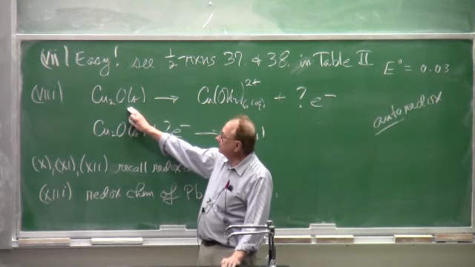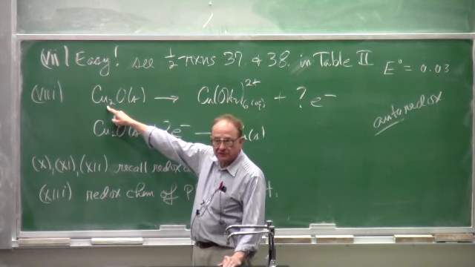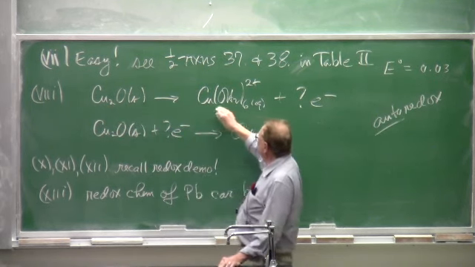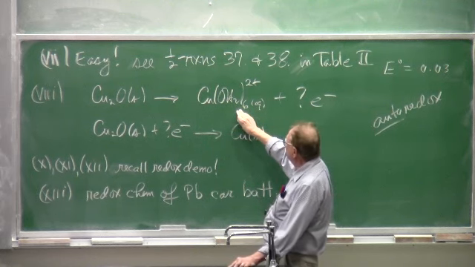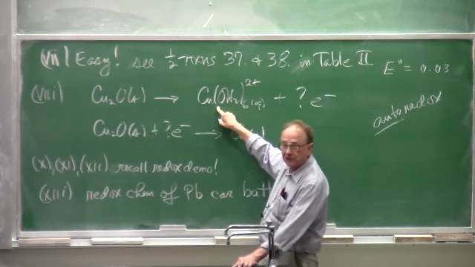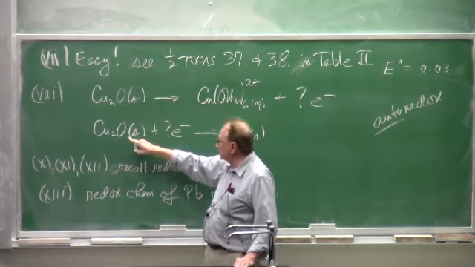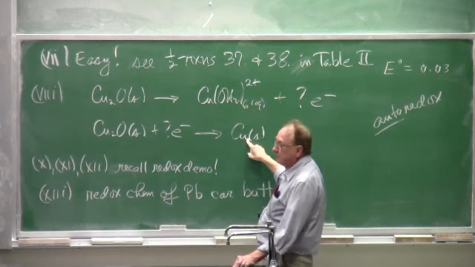In this case, cuprous oxide, copper in the +1 oxidation state, is converting to hydrated copper ion, which means copper +1 is becoming copper +2, oxidation state change Y. While in the same system, cuprous oxide is converting to copper metal.